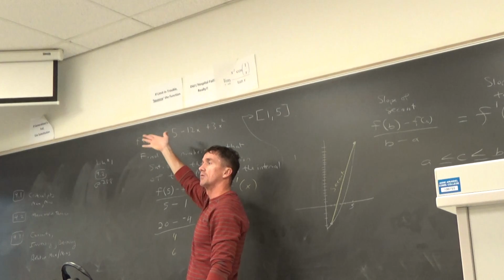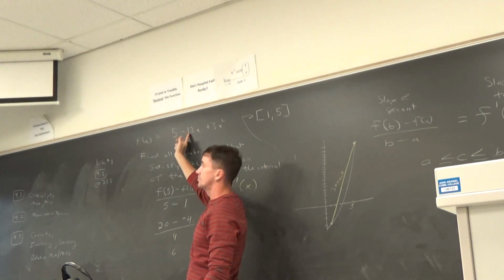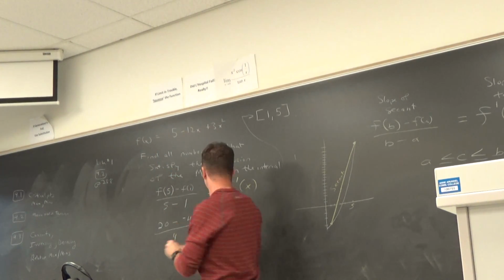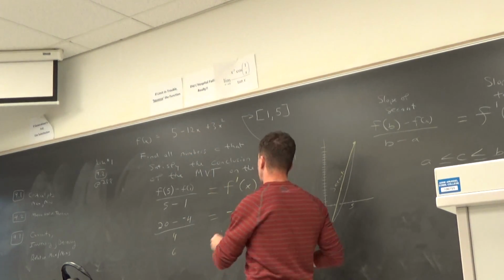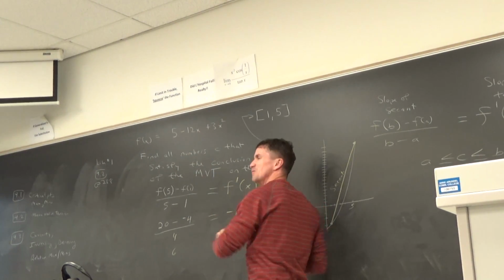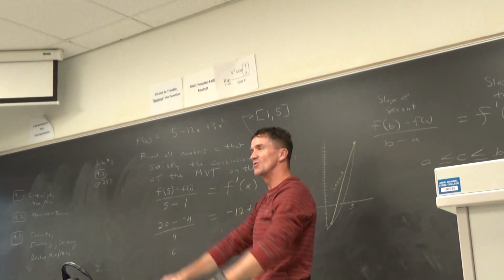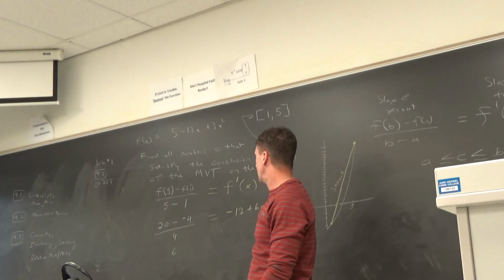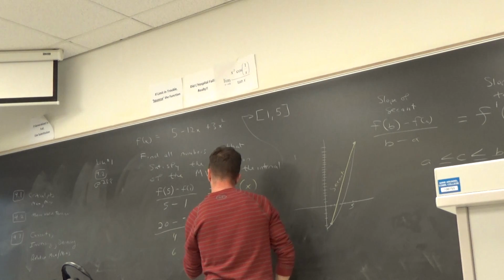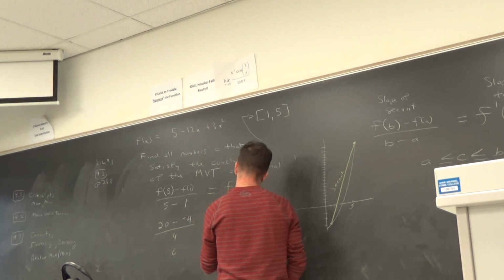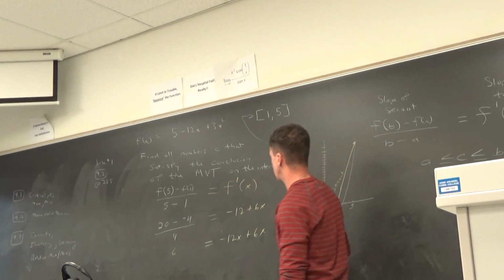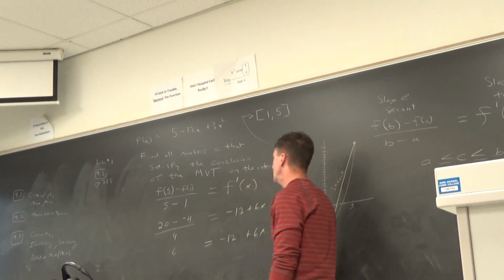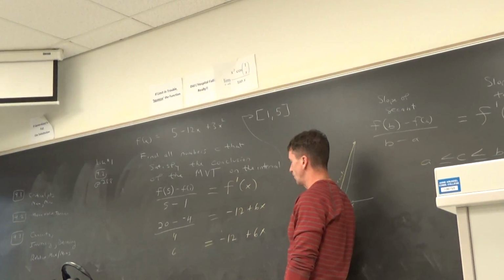Derivative of 5 is 0, right? Derivative of negative 12x, negative 12. Derivative of 3x squared, 6x. No chain rule needed, no quotient rule. Nice and simple, huh? But how do you solve this equation? The derivative equals 6. So 6 equals negative 12 plus 6x.